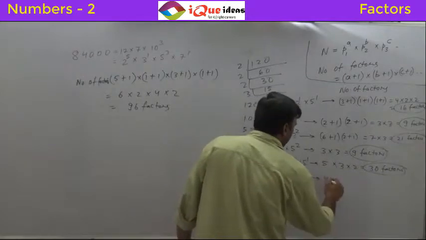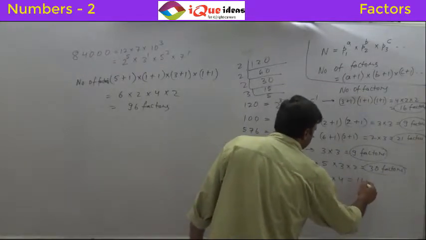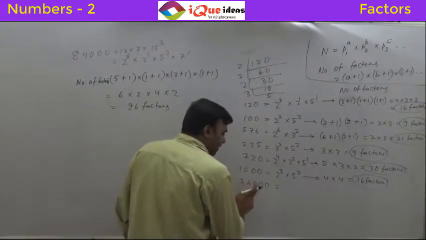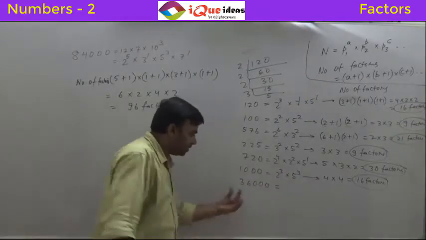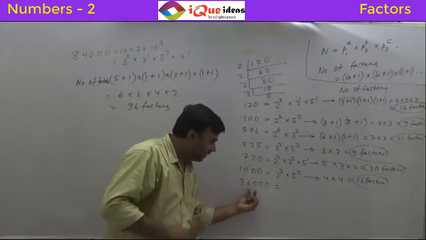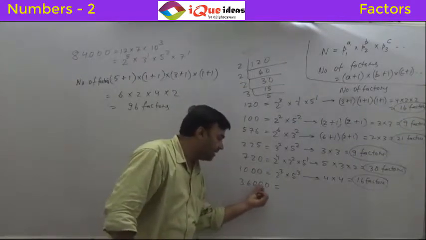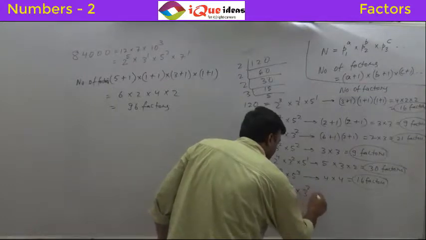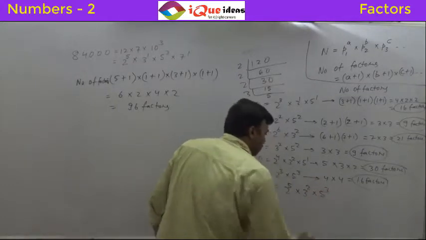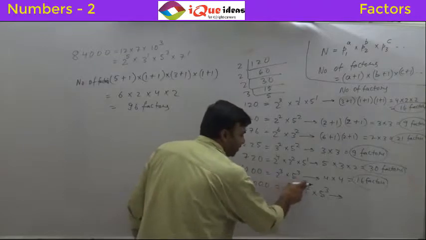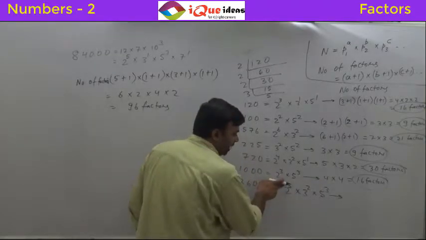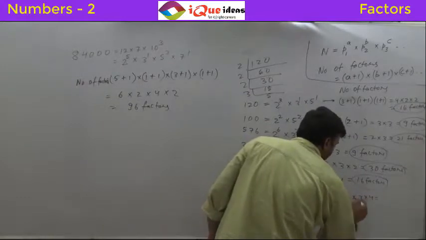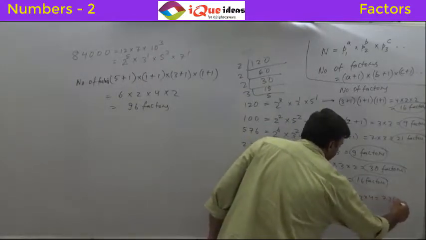That becomes 4 into 4, which is 16 factors. 36,000: 36 is 6 into 6, then 10 into 10 into 10, and every 0 will count for 10, 10, 10. So overall 2 to the power 5, then 3 to the power 2 into 5 to the power 3. So the number of factors will be, the powers are 5, 2 and 3. If you add 1 to each one of them, it will become 6 into 3 into 4. So 6 into 3 is 18, into 4, 72 factors.